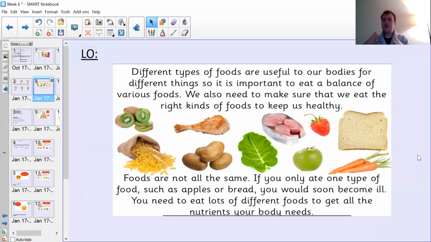So obviously not all food is the same. You get different types of food, okay? And different food is useful for different things. So that is why we always talk about having a balance, so having a little bit of loads of different things, okay?